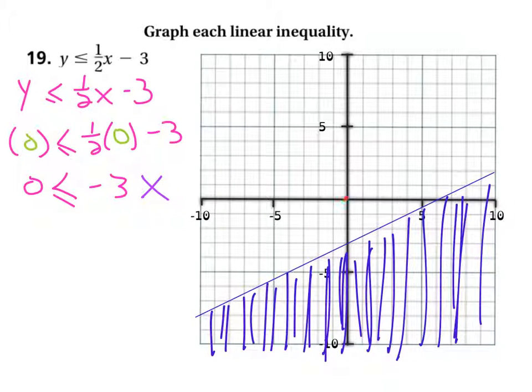Any values that we check that are not in the shaded region should be false, and any point that's in the shaded region should be true. So 0, 0, when we plugged it in, became a false statement as it should. So that means that we were right to not shade this side of it. Okay, then we're done.